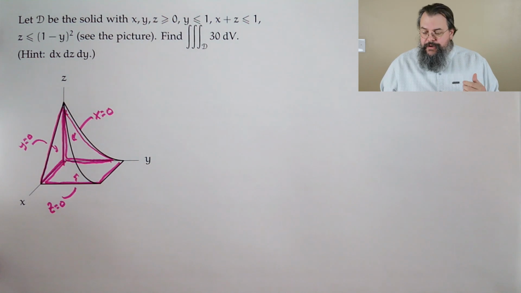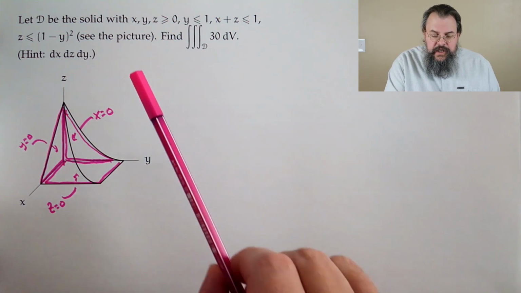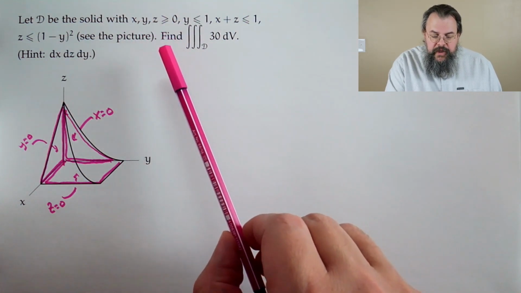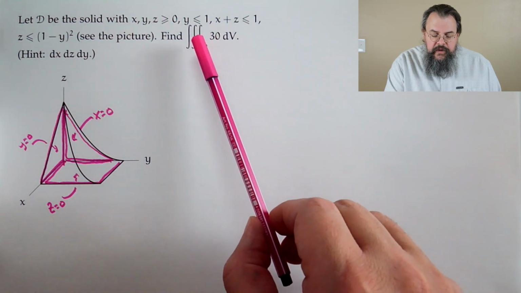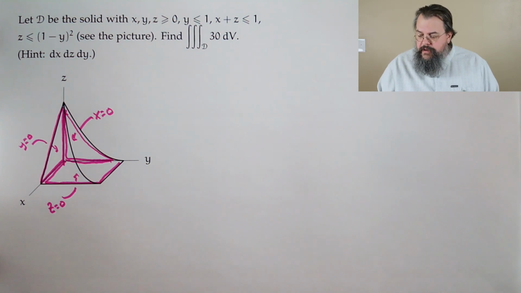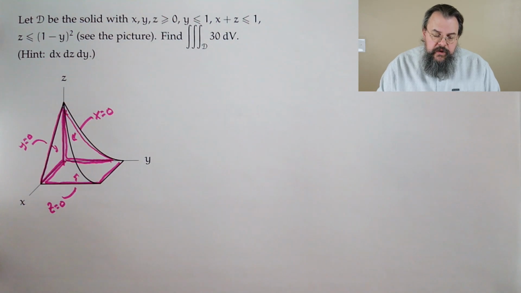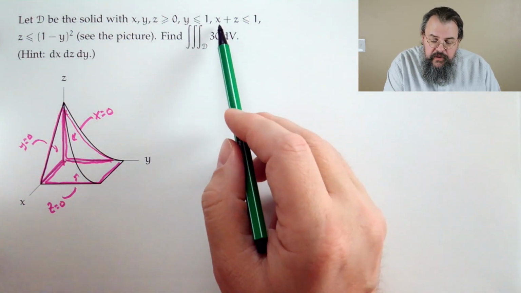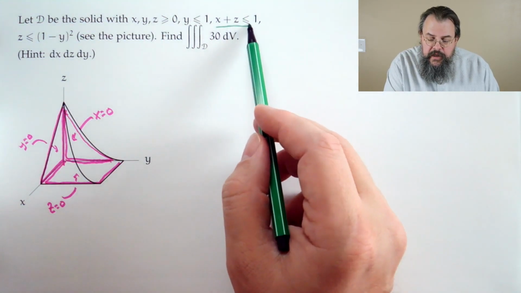So those are 3 of our faces. There's more to do, though, right? That's essentially the x, y, z greater than or equal to 0. And then we have some other things. It says y is less than or equal to 1. Well, we'll get to that in a second. It's not so clear where that is. We're also told that x plus z is less than or equal to 1.